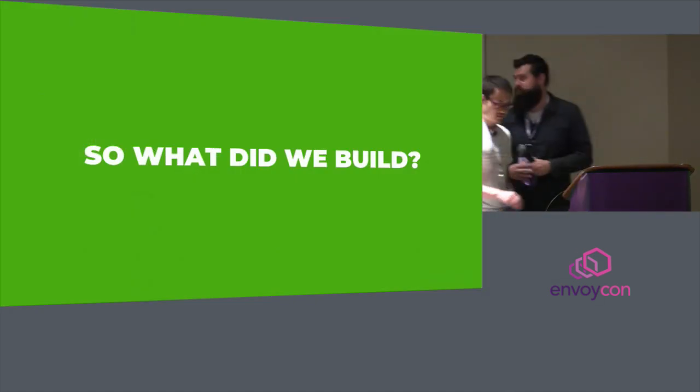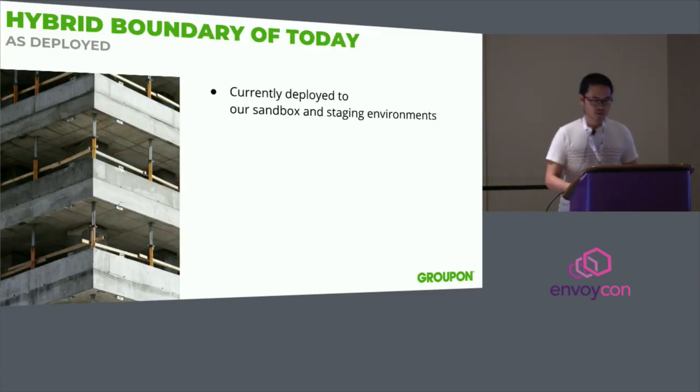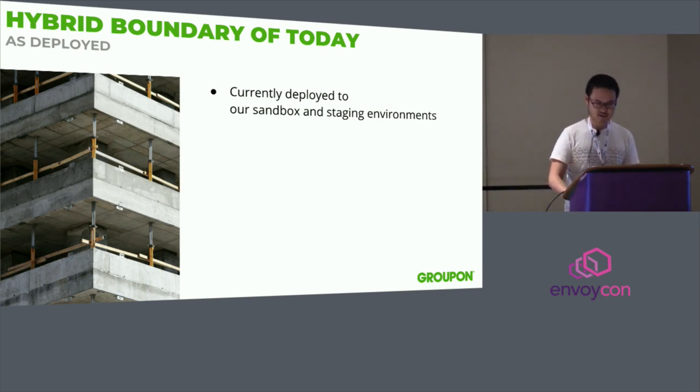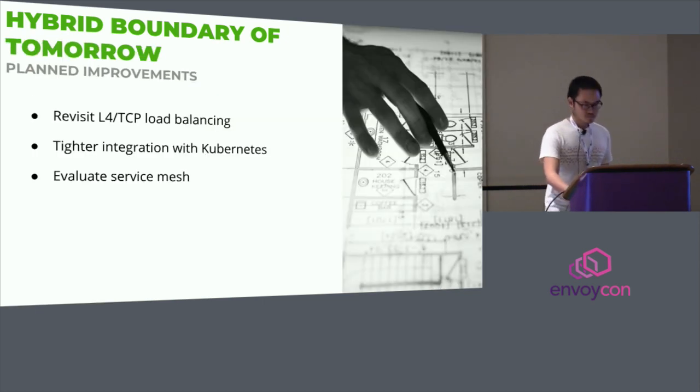Okay, so the current status. Currently, we deployed the hyperboundary project into the sandbox and the staging environment and confirmed the core functionalities are working as expected. And now we are actively load testing it and tuning the system to make sure it's ready for production. So next step. As we mentioned before, we dropped TCP on purpose for the initial rollout.